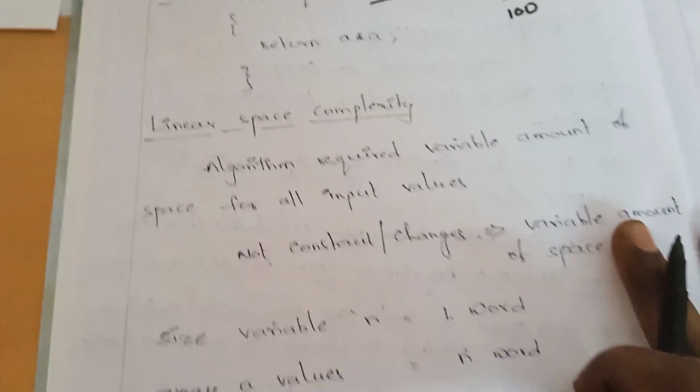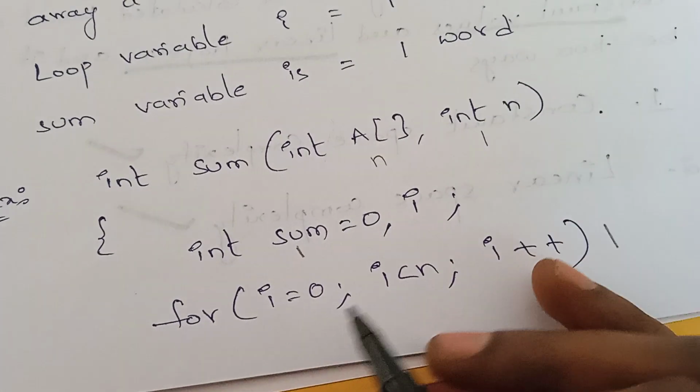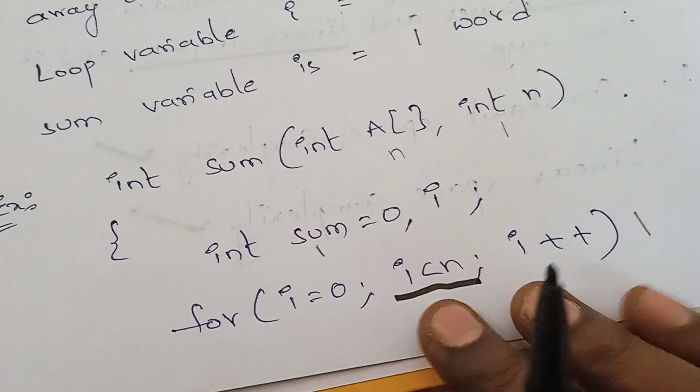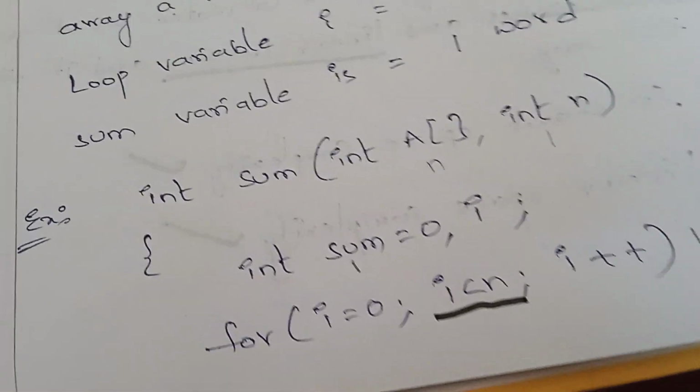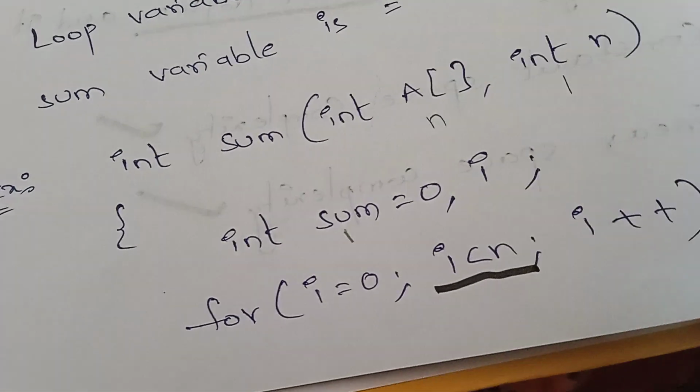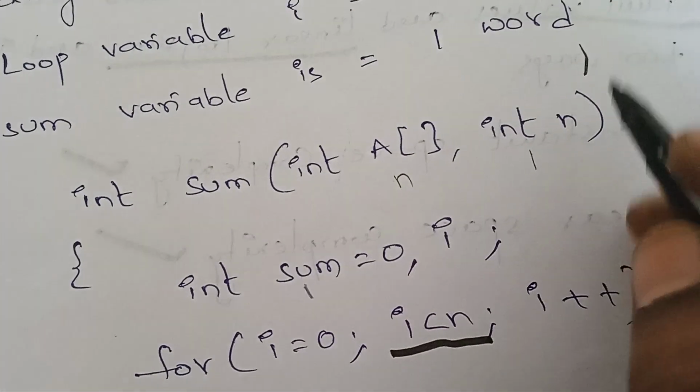Let's say linear space. Linear space is where we will have a loop. So here it is not fixed; it will vary up to the n value, as long as the n value gets modified. So suppose I give scanf of the n value, now I am going to read this n value.